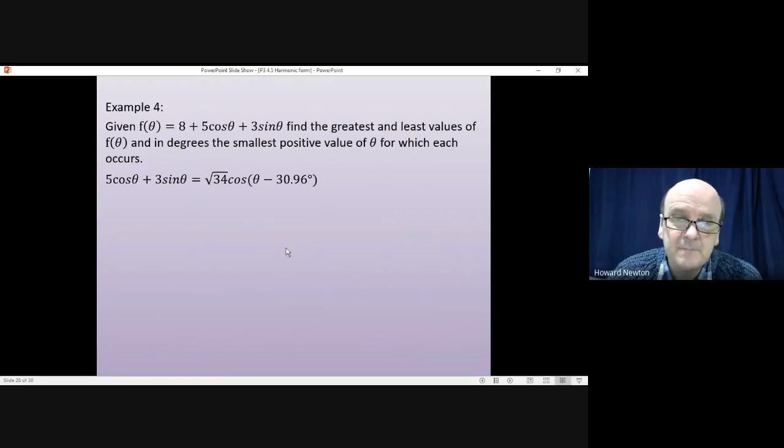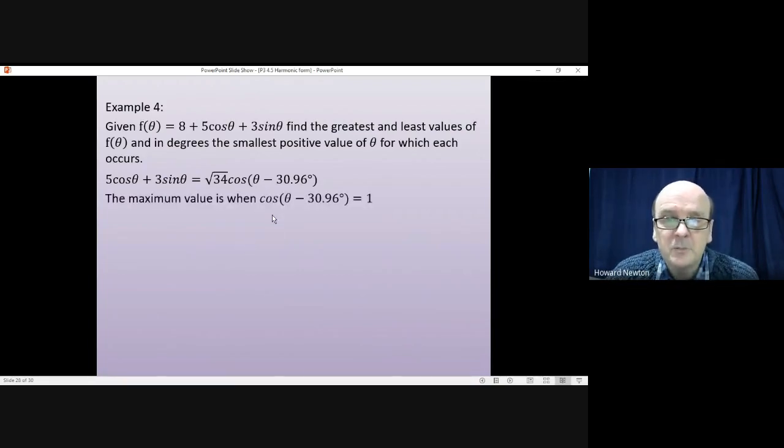We were also asked to find in degrees the smallest positive value of theta for which each of these occurred. Now the maximum value occurred when cos was equal to 1. So cos(theta minus 30.96) is equal to 1. We just do inverse cosine and solve this in the normal way. And that'll give us theta minus 30.96, inverse cosine of 1 is 0. And rearranging that gives us theta equals 30.96. And that is the smallest positive value of theta, which is a solution to that equation. We don't need to look any further.